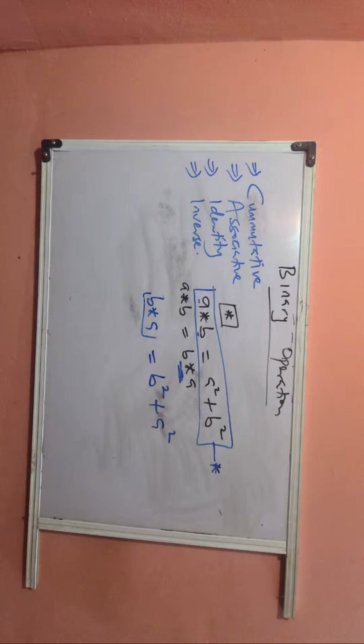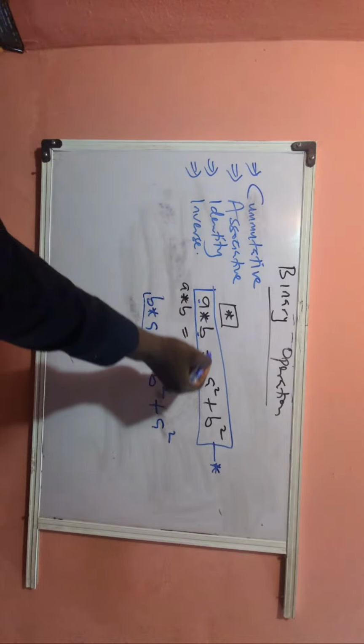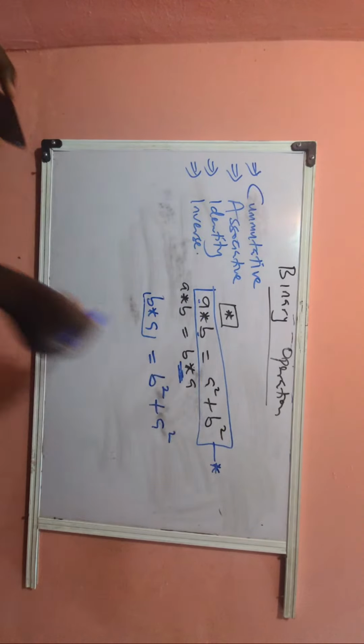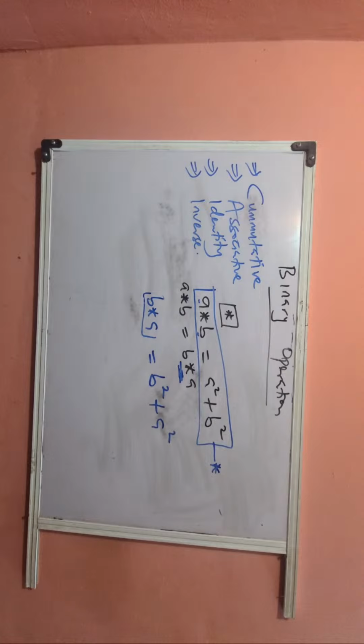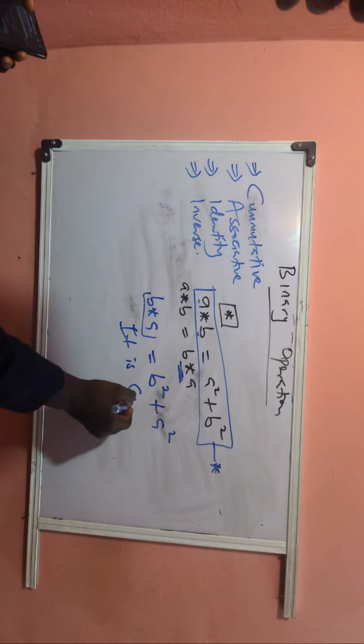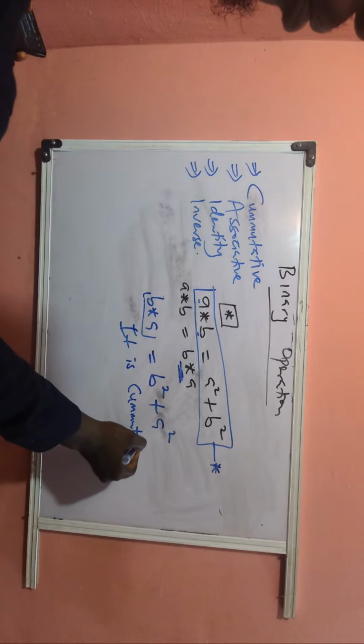Now if you look at this, you can see clearly that a star b, which is what you have here, is the same thing as b star a. So we can conclude that it is commutative.